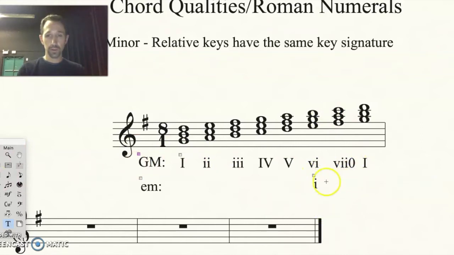So this is a minor 1. What do you think the 2 chord in a minor key is going to be? That's right, it is diminished.